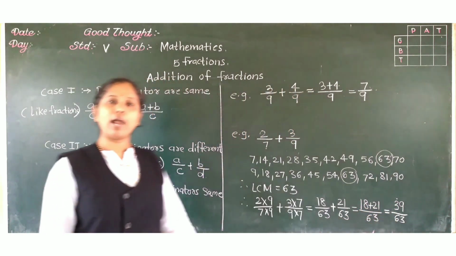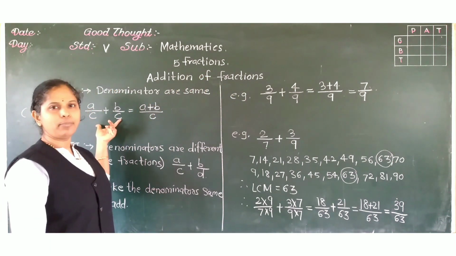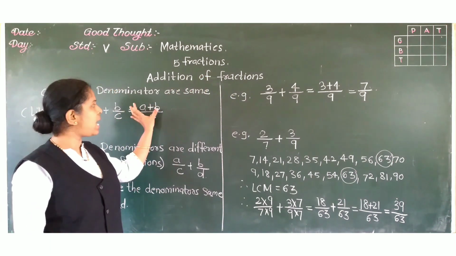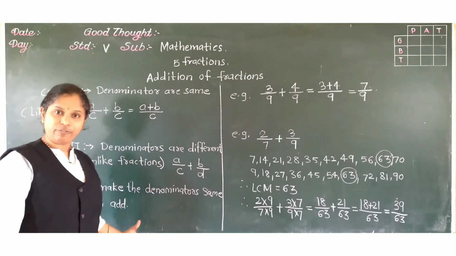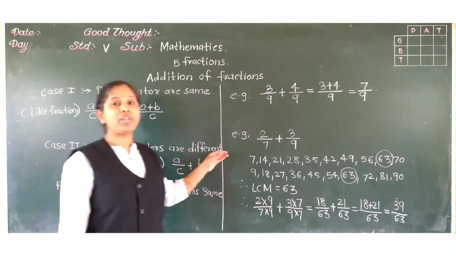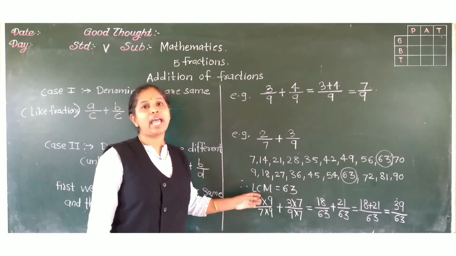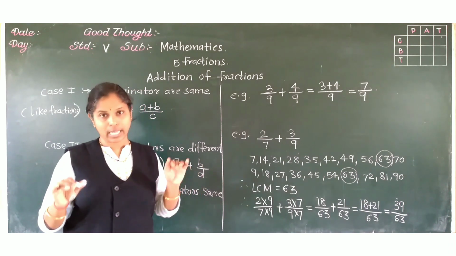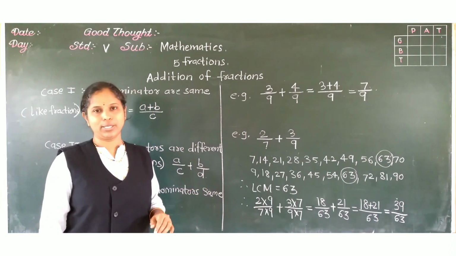In this way, we have to do addition of fractions. If denominators are same, no problem, we have to directly add the numerators. But if the denominators are different, then what we have to do? We have to take the LCM, then we have to do multiplication, and after that, once we get the same denominator, then we have to go for addition of numerators.